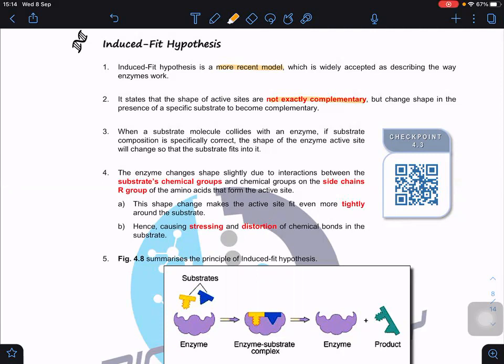So when the substrate approaches this active site, the shape of the active site can change and become more complementary. So the substrate molecule must be the correct molecule. If it's the wrong type of molecule, it won't induce the change of the shape. So in this case, understand that the active site is actually flexible.